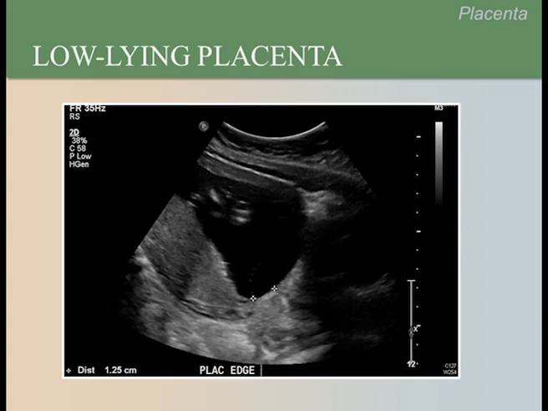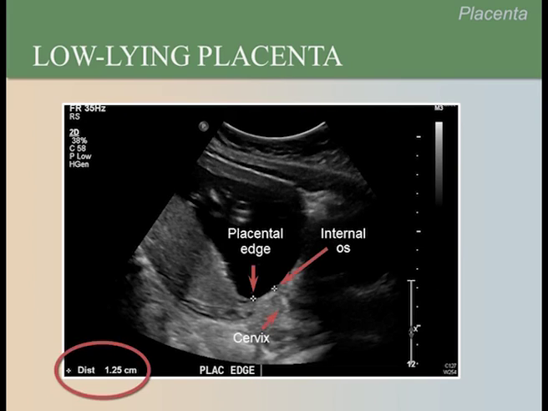Please pause the video and ask a participant to identify the placental edge and the internal os. Now we have labeled the placental edge and the internal os. We can see that the distance between the placenta and the os is 1.25 centimeters. The lower caliper is at the edge of the placenta, and the upper caliper is at the internal os.